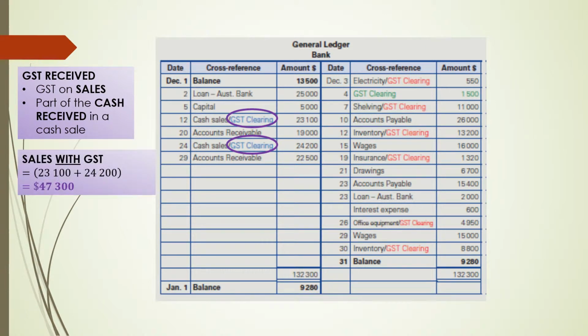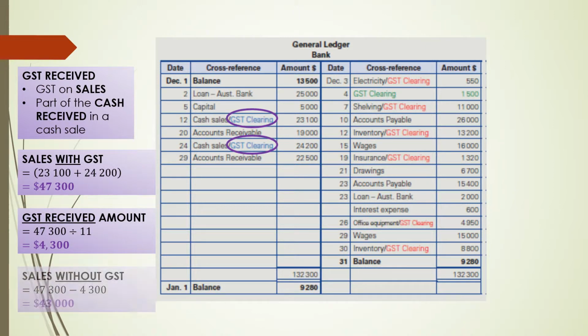So firstly, we work out the total sales with GST, and this is basically the amounts that have been received in the bank account. In this case, the total amounts to $47,300. Then we calculate the GST received amount, and we do this by taking the sales with GST amount divided by 11, and this gives us $4,300. Finally, we work out the sales without GST amount, and we do this by subtracting the GST amount from the sales with GST. In this example, the amount is $43,000.